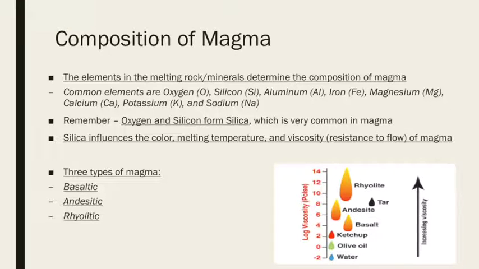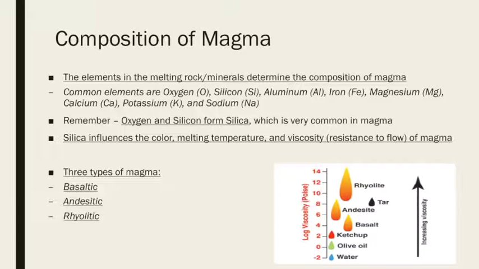So then we can think about the composition of magma. Essentially the elements in this melting rock are going to determine the composition of the magma. A lot of these common elements that you'll see in Earth's crust are oxygen, silicon, aluminum, iron, magnesium, and so on. Remember, with oxygen and silicon, we talked about this back in minerals. Oxygen and silicon together form silica, which is the most common mineral group if you think about silicates.